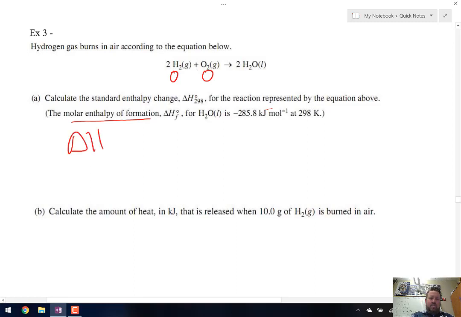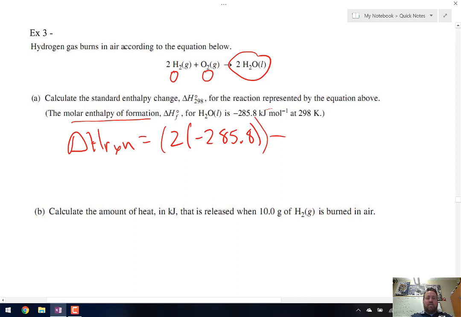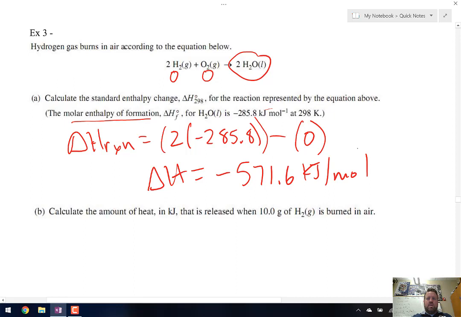So again, the enthalpy change for the reaction is the enthalpy of formation of the products, which we do have an enthalpy of formation of, 2 times negative 285.8, minus the enthalpy of formation of the reactants, which are both 0. So the enthalpy change for that reaction is equal to 2 times negative 285.8, which is negative 571.6 kilojoules per mole. Okay, and that is all you have to do on part A.